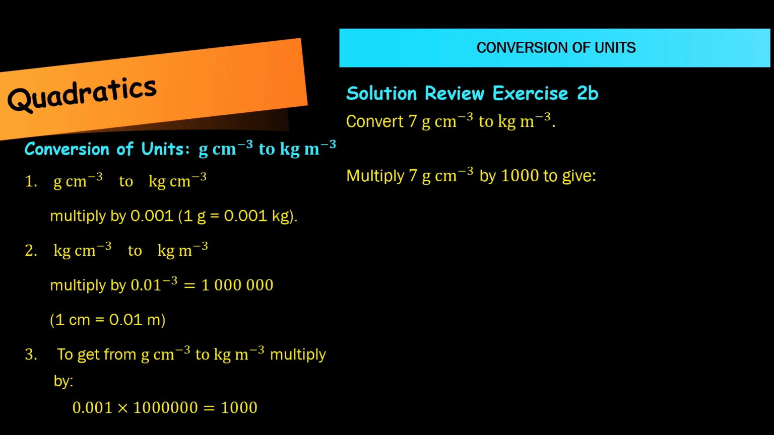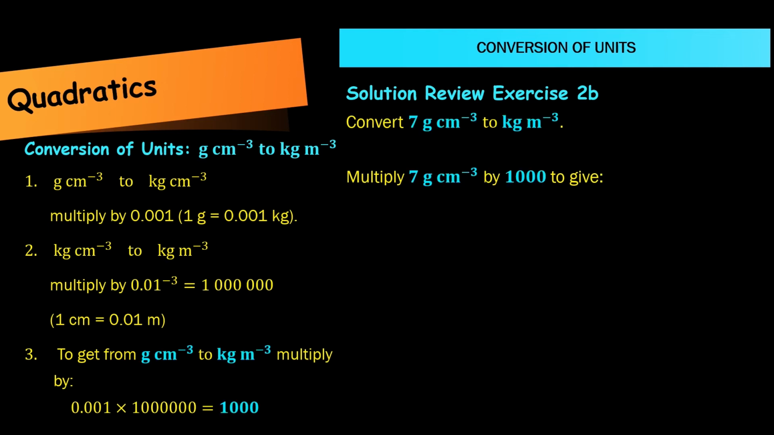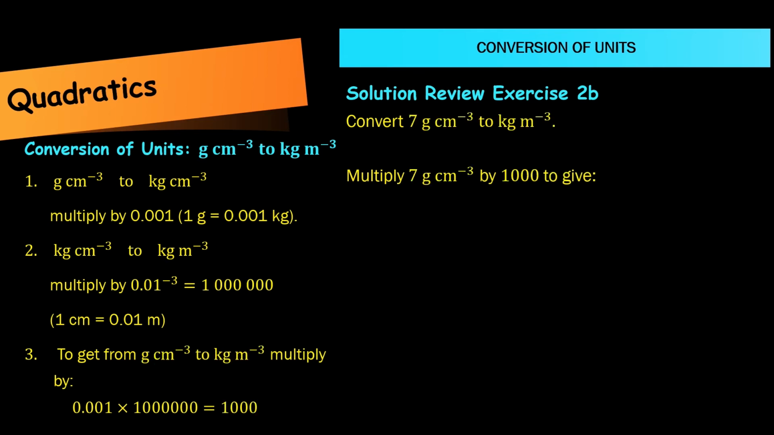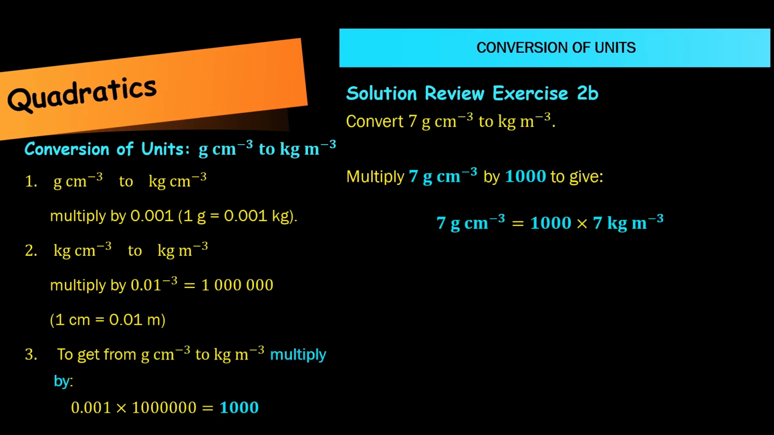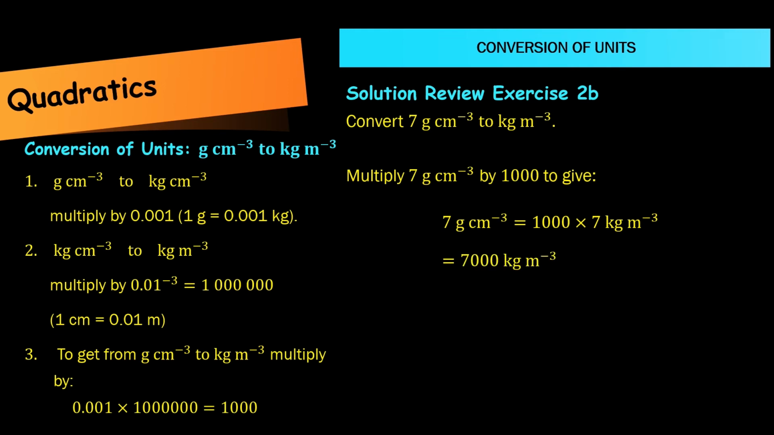As shown here, to give 1000 times 7 kilograms per metre cubed, which is of course 7,000 kilograms per metre cubed. And now for review exercise 3.